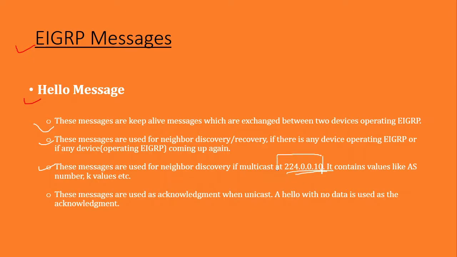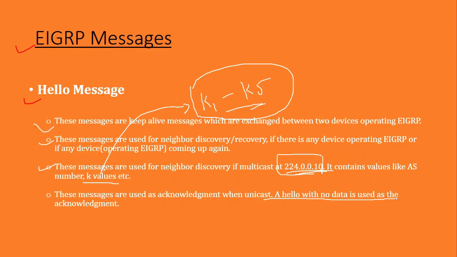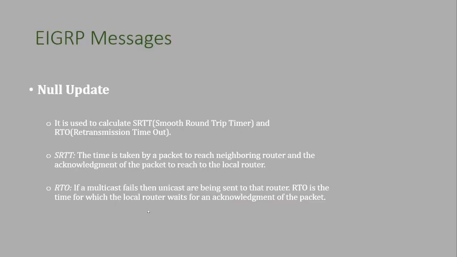Fine. These messages are used for neighbor discovery. If it is a multicast, it multicasts at 224.0.0.10. Do remember, this is an important point. It contains values such as the AS number and K values, such as K1 to K5. These messages are also used as acknowledgement, when a unicast hello with no data is used as an acknowledgement. Okay, so simple, it's a hello message.